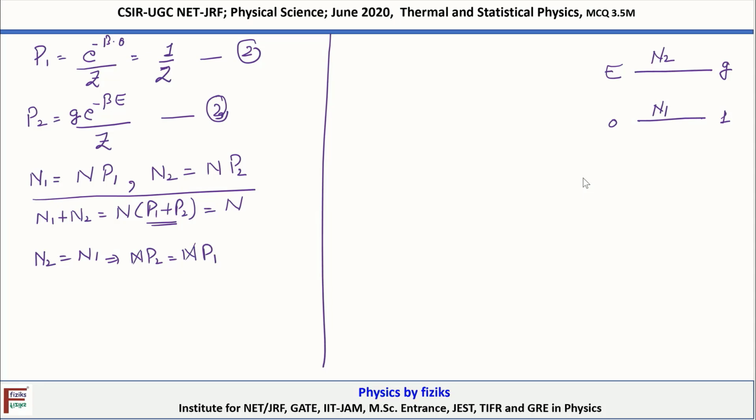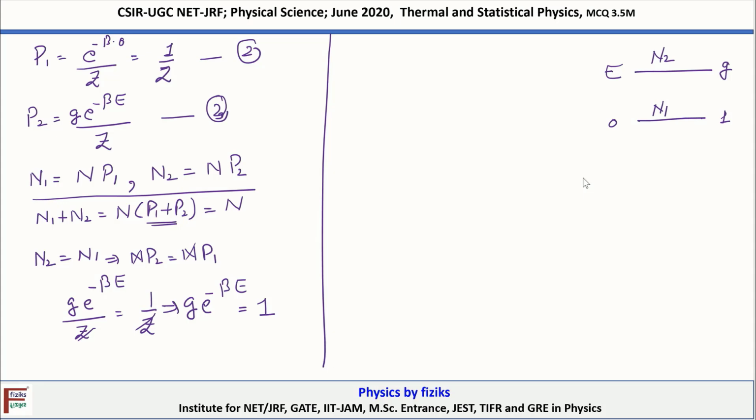So p2 is G exponential minus beta E upon Z, and this is equal to 1 upon Z. So Z will cancel. That means G exponential minus beta E is equal to unity.